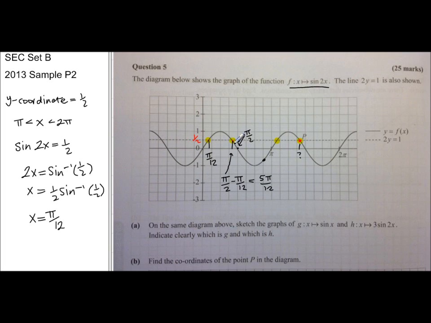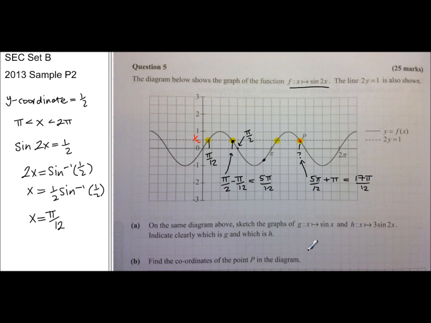Now once we have this point, we're nearly there, because we can see that it's exactly 1 period later that we have this point P. And we can see that the period of sine 2x is every pi it repeats itself. So we can see it's a distance pi later that we end up at P. So the x value of P must be 5 pi over 12 plus pi. And if you can stick it in the calculator if you want, this is 17 pi over 12.